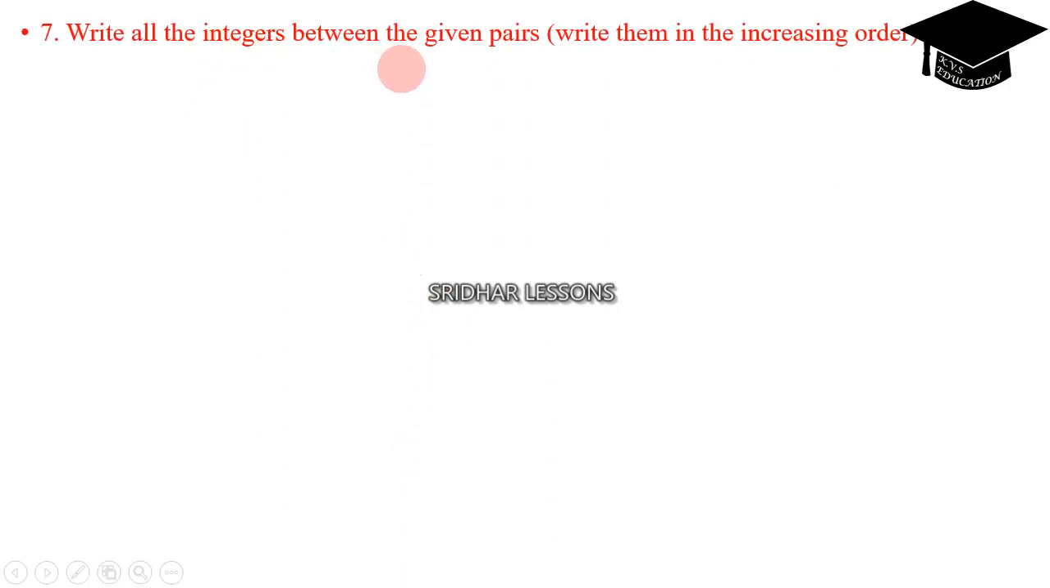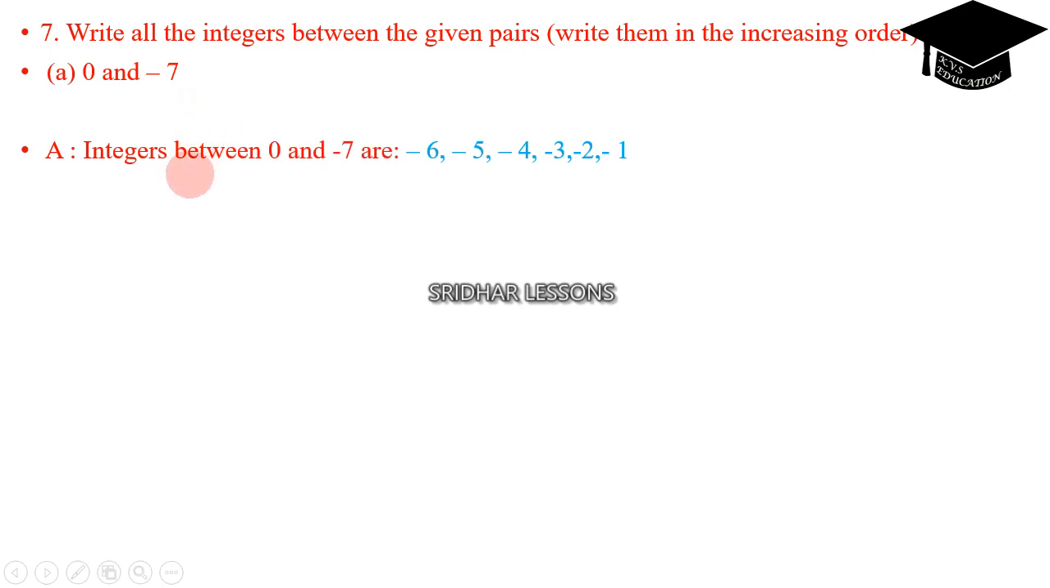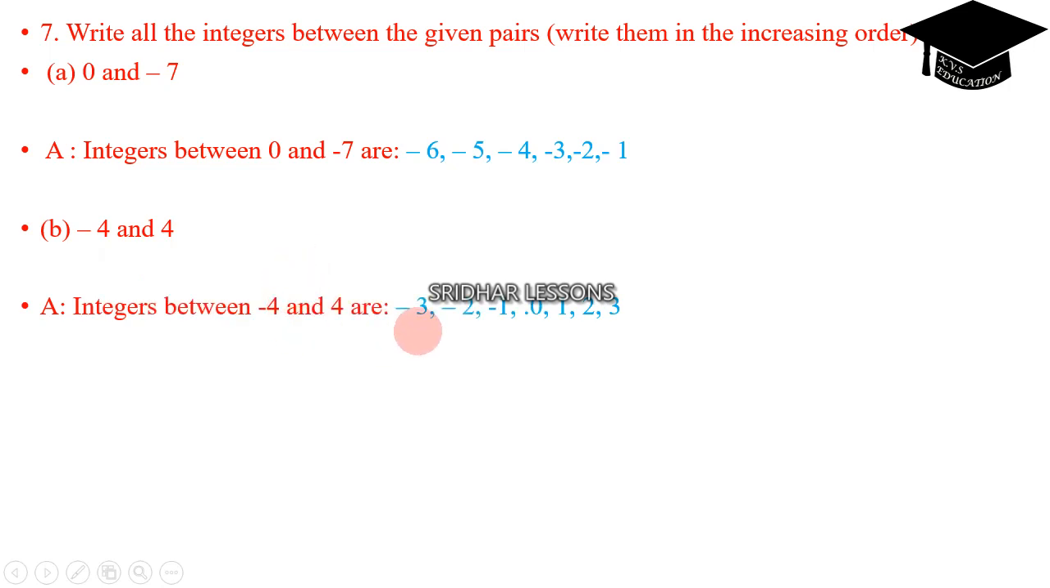Write all the integers between the given pairs. We have to write them in increasing order. 0 and minus 7. Integers between 0 and minus 7 are, starting from the left side, minus 7, minus 6, minus 5, minus 4, minus 3, minus 2, minus 1. Okay? Minus 4 and 4. Tell me. Minus 3, minus 2, minus 1, 0, 1, 2, 3.